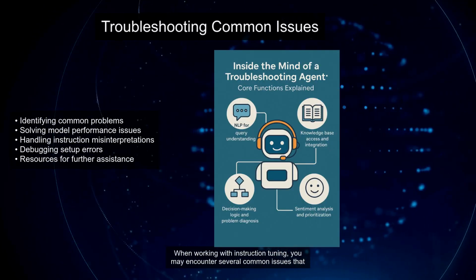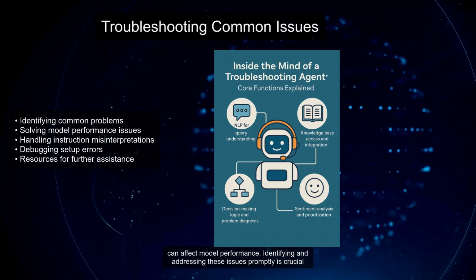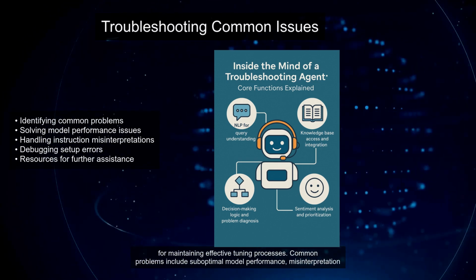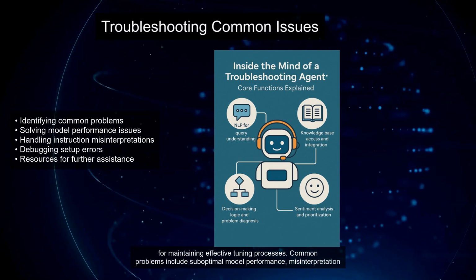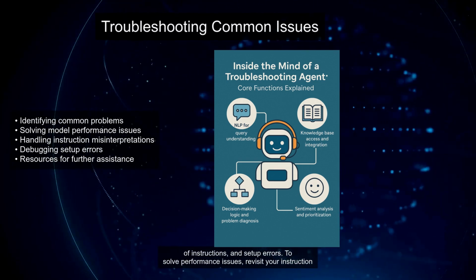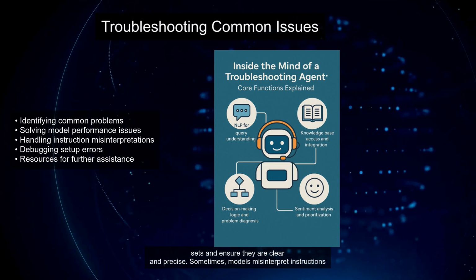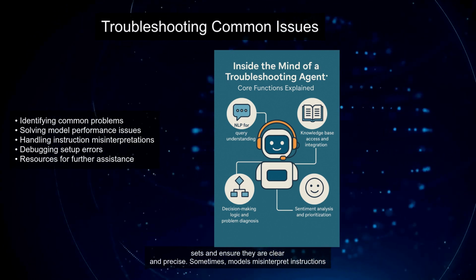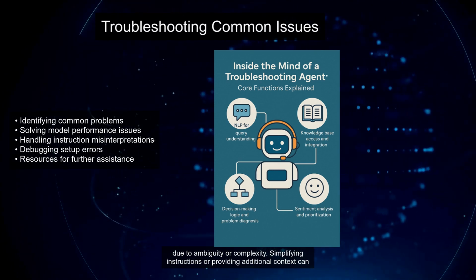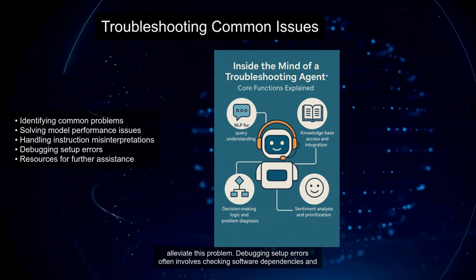When working with instruction tuning, you may encounter several common issues that can affect model performance. Identifying and addressing these issues promptly is crucial for maintaining effective tuning processes. Common problems include suboptimal model performance, misinterpretation of instructions, and setup errors. To solve performance issues, revisit your instruction sets and ensure they are clear and precise. Sometimes, models misinterpret instructions due to ambiguity or complexity. Simplifying instructions or providing additional context can alleviate this problem.